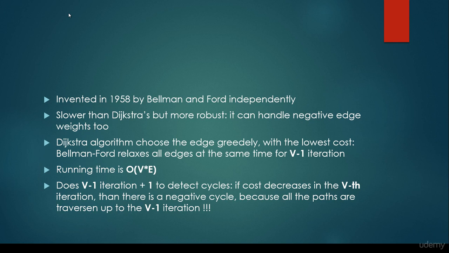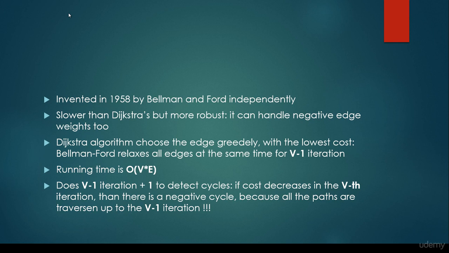as well. We have been talking about Dijkstra's algorithm and I have mentioned that it can only handle positive edge weights, with weights greater than 0. In this case, we can use positive as well as negative edge weights. The Bellman-Ford algorithm is going to cope with all of them. Dijkstra's algorithm chooses the edge greedily with the lowest cost possible.